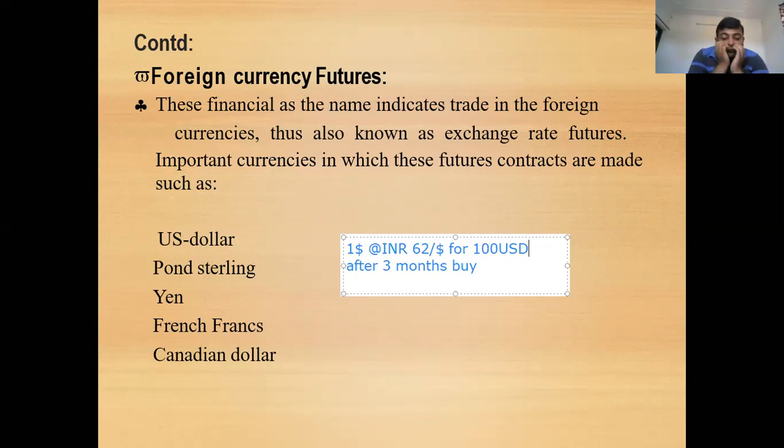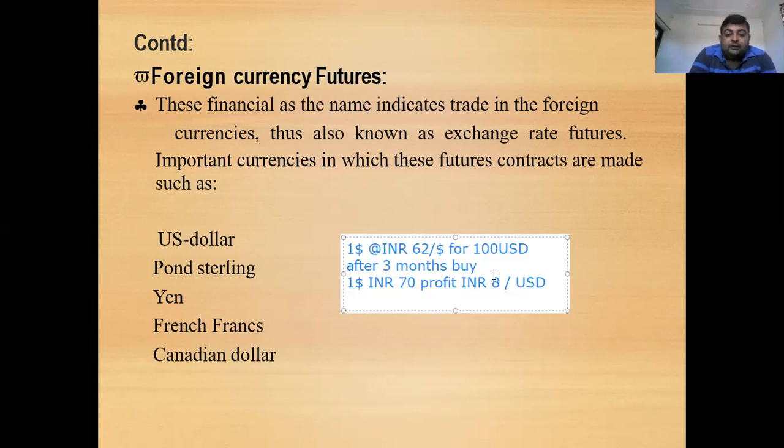Now, for example, if the price of the US dollar has increased in relation to the Indian rupee, for example, on maturity if $1 has become rupees 70, then I am in benefit by entering into the contract. That is, the profit is rupees 8 per dollar. If the price of the rupee is falling and the price of the dollar is increasing, if the dollar is becoming stronger, then there will be a profit of 8 per US dollar to me.